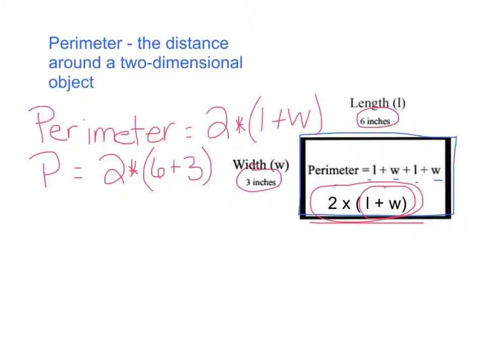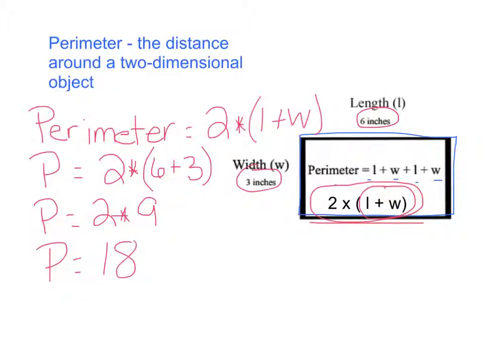Okay, stop the video now and write that down on your paper. Great. Now let's continue with that formula, finding perimeter. That P for perimeter equals 2 times, and let's say what's inside the parentheses, 9. So finally, P equals 18.